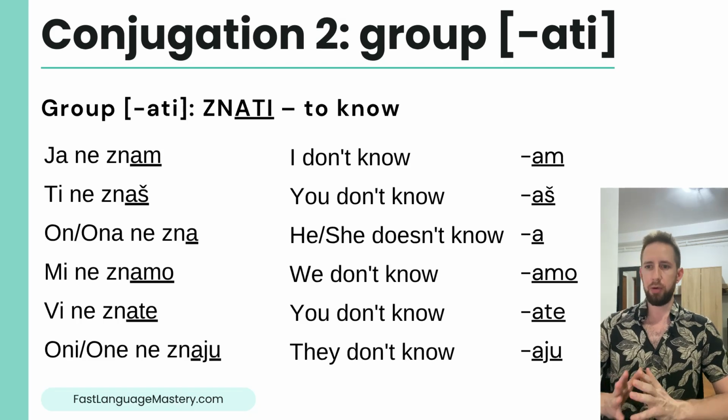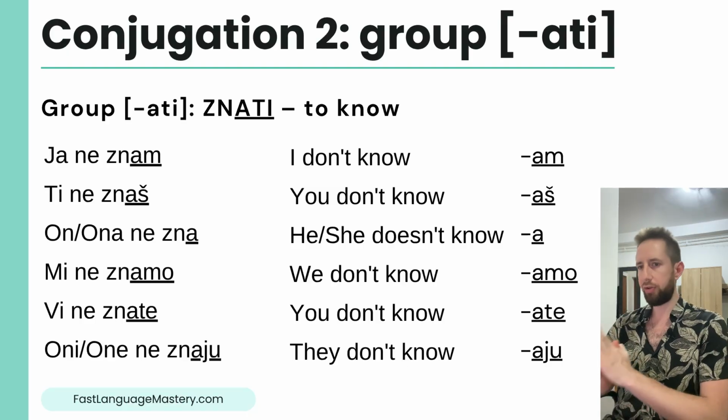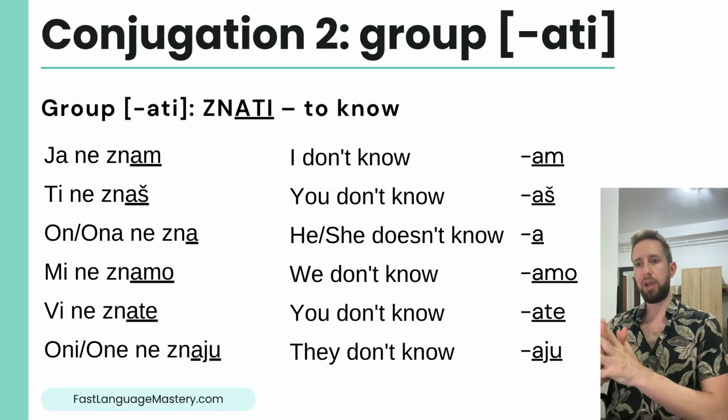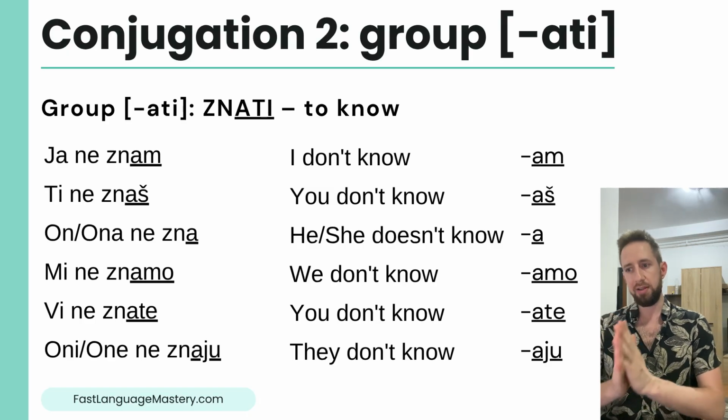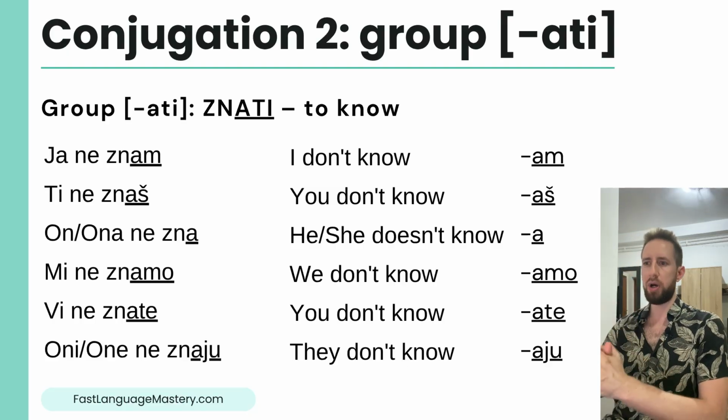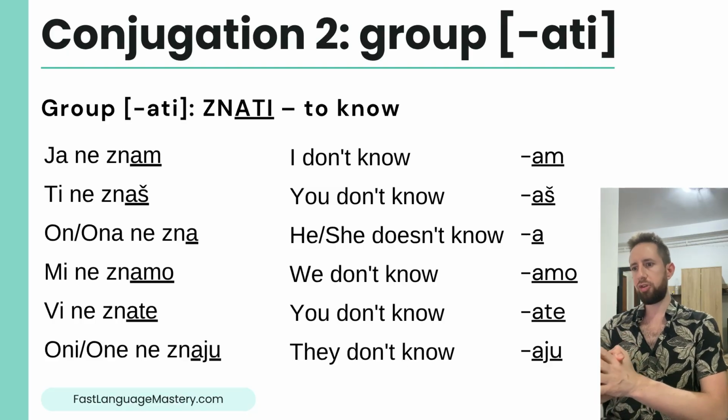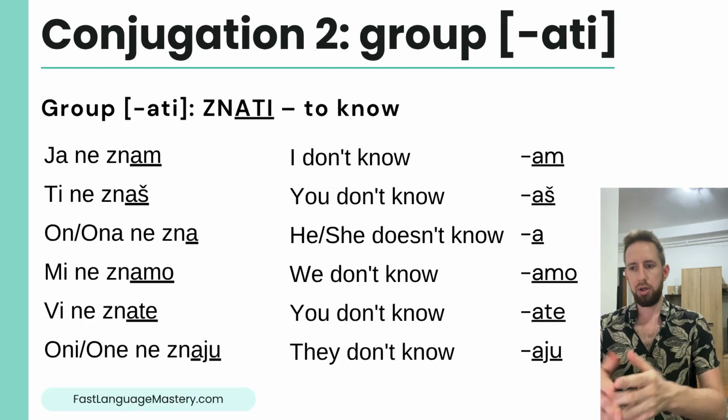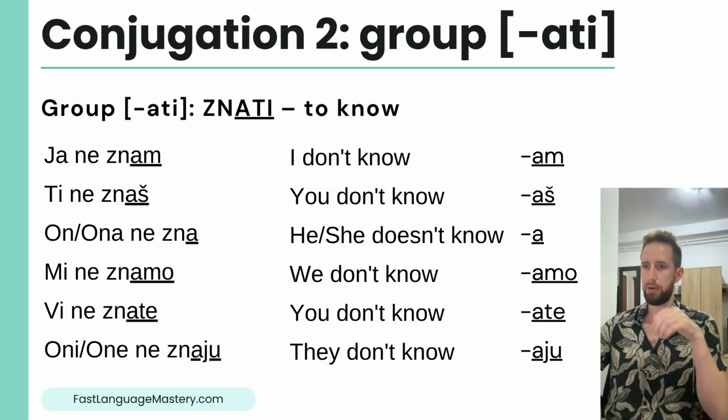As you can see, here we have different endings from conjugation 1. Here we have the endings am, aš, a, amo, ate, aju, and in conjugation 1 we have im, iš, i, imo, ite, e. Okay?